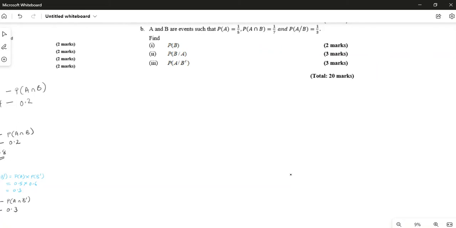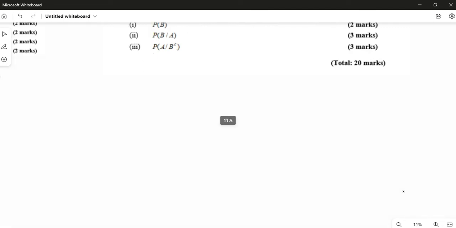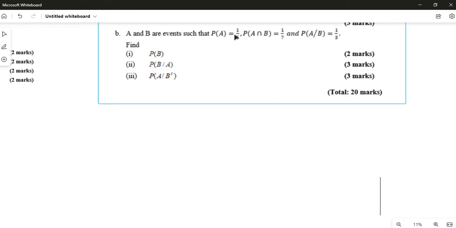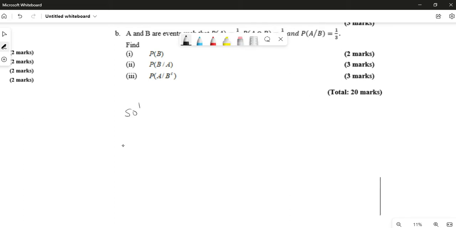If A and B are events such that the probability of A occurring is 1 over 5, and the probability of A and B occurring at the same time is 1 over 7, and the probability of A occurring only if B occurs, this is conditional probability, is 1 over 3. Find the probability of B. Okay, so let's start. Let's put our solutions here.